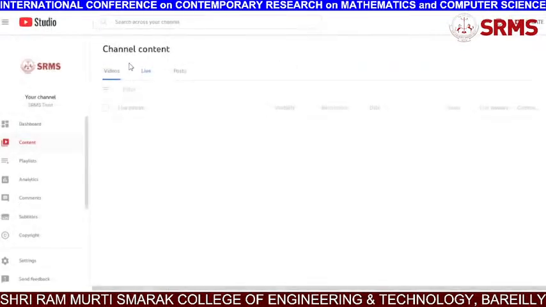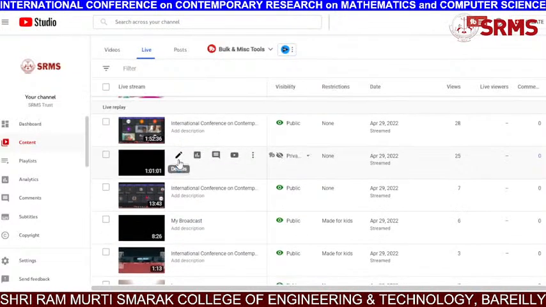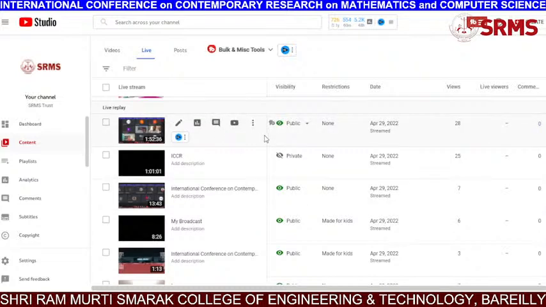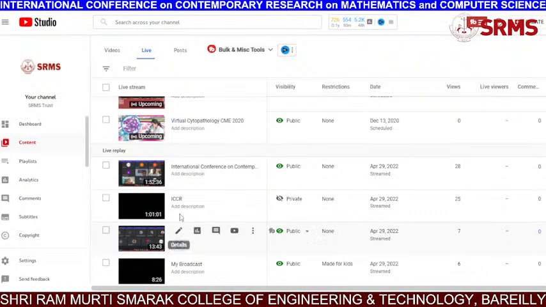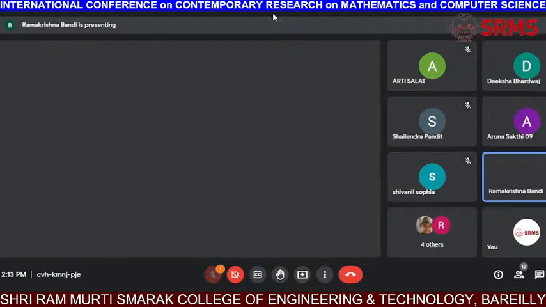Initially, when this was proposed in the literature, there were no applications. But in 1994, Hammons et al. proved that there is a very nice relation between linear codes and non-linear binary codes over Z4. Suppose I take any non-linear binary code. I hope non-linear is very clear, right? Because linear means it's a vector space, and non-linear means it's an arbitrary subset. So an arbitrary subset of F2 power n can be a linear code over Z4. So they established the relation. This relation motivated researchers to further study codes over finite rings.